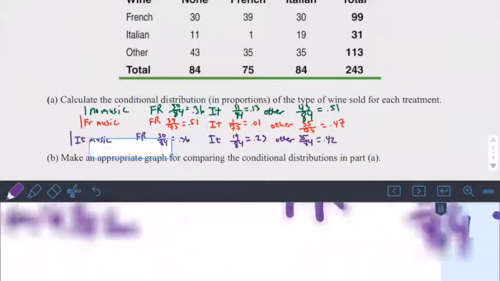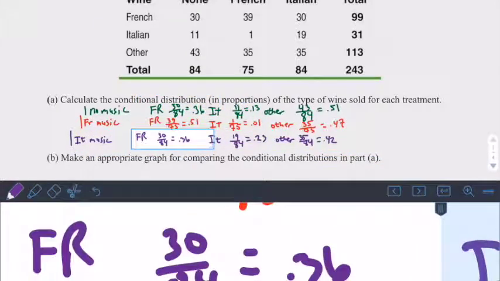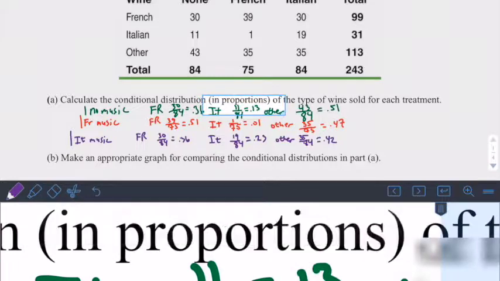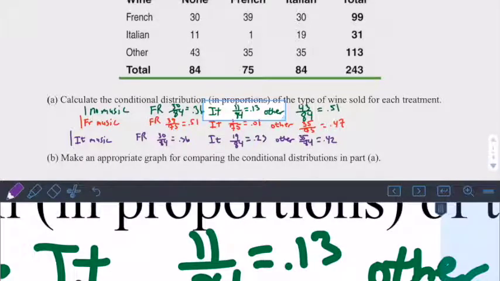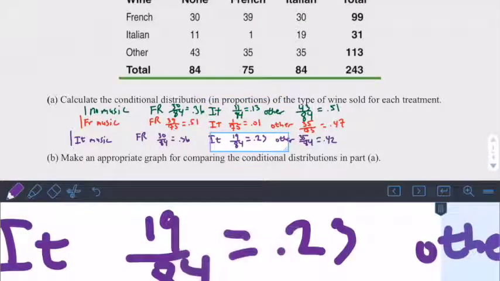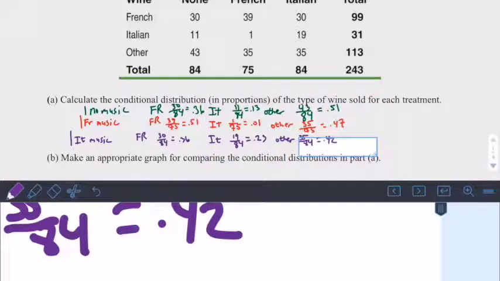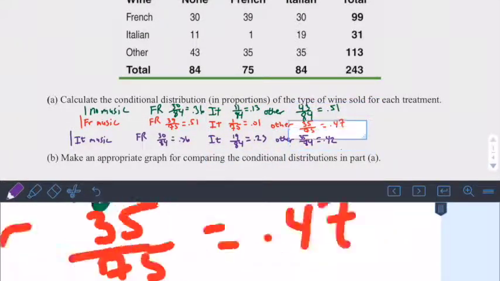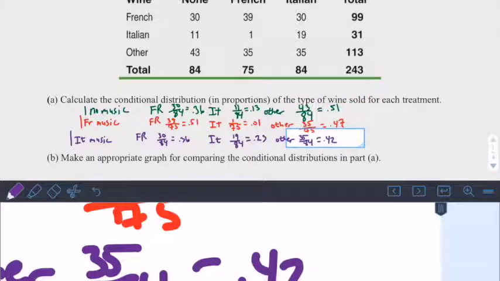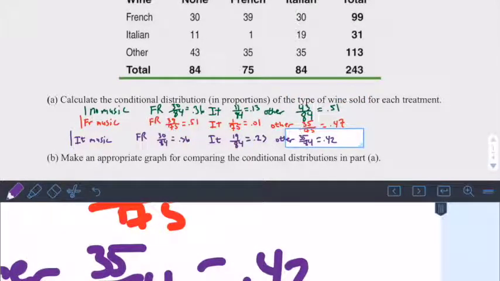So it looks like the Italian music did not affect the French wine sales. The Italian music increased the Italian wine sales, but is it significant? And it decreased your other wine sales. Was that enough for it to be significant, or was this just based off of random chance variability?